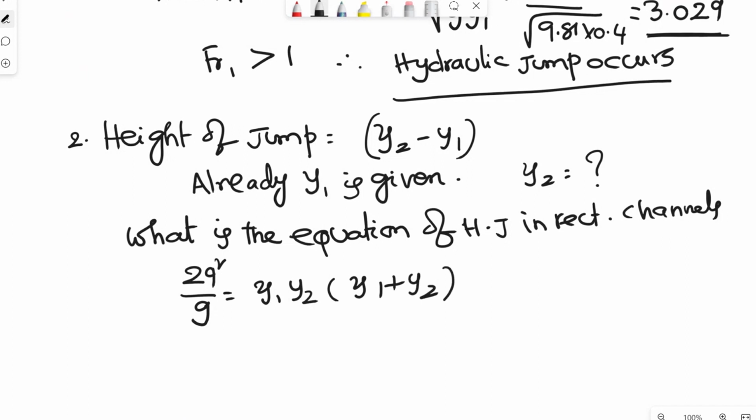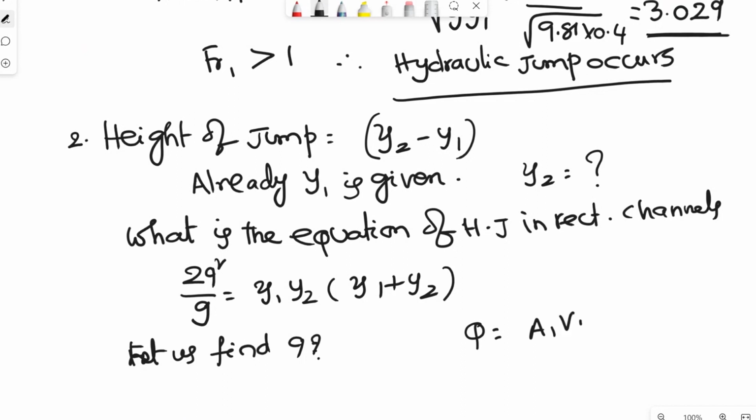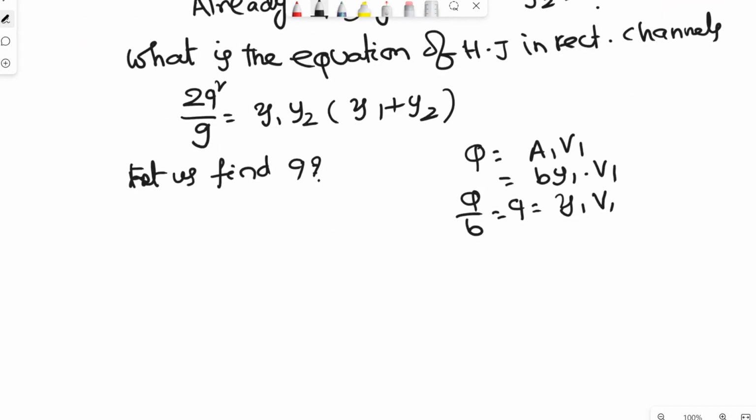This is the equation. So now let us first find q. How to find q? Q is equal to A1 V1. So naturally, what is A1 V1? It is B y1 into V1. So then what is Q by B? Small q is equal to y1 V1.